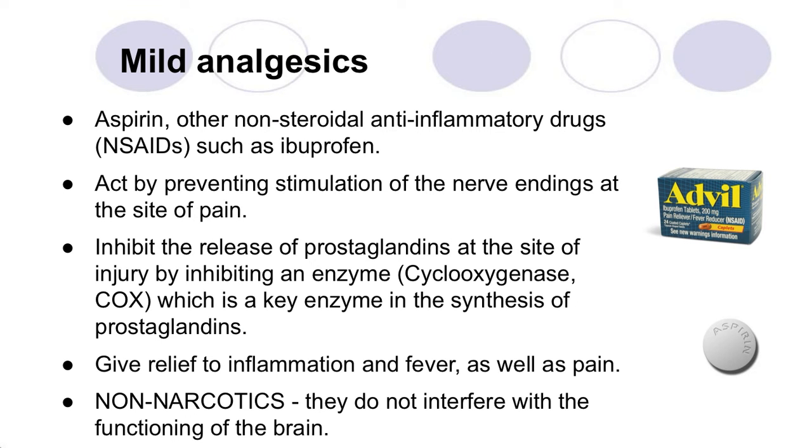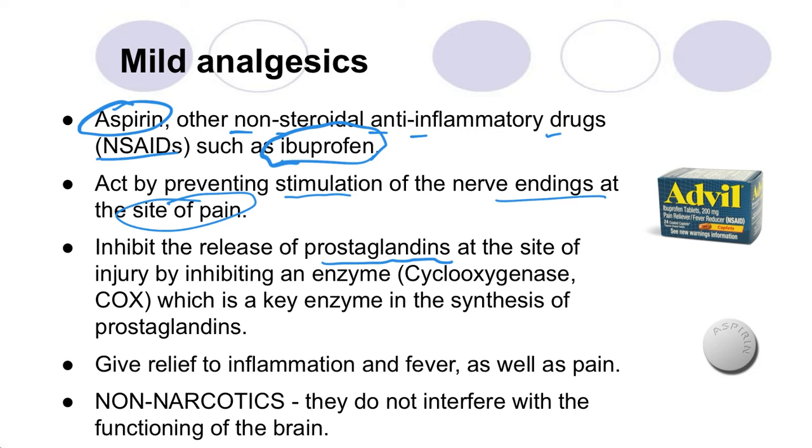So mild analgesics are things, like I said, such as aspirin or other non-steroidal anti-inflammatory drugs, or NSAIDs for short, such as ibuprofen. The way that they act is they prevent stimulation of the nerve endings at the site of the pain. They do that by inhibiting the release of the prostaglandins at the site of injury, by inhibiting an enzyme called COX, or cyclooxygenase, which is a key enzyme in the pathway to synthesize prostaglandins. By doing that, it gives relief to both the inflammation and the fever, as well as the pain.